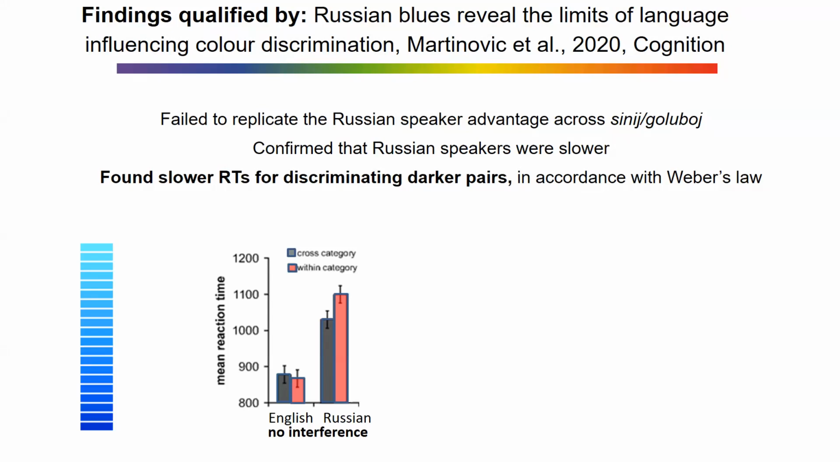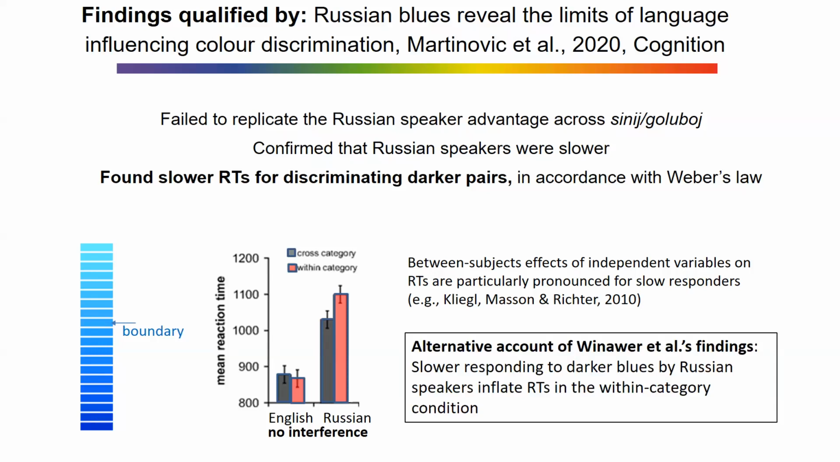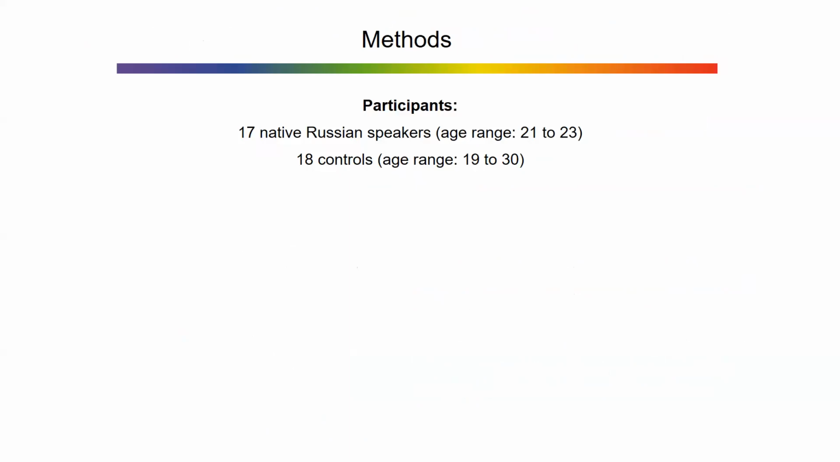Well, one observation that is noted and very well known from previous research is that mean subject effects of independent variables are more pronounced in slower responders. So this offers an alternative account of Winawer's finding. So slower responding to dark blues by Russian speakers inflates reaction times in the within category conditions. So this is not so much an advantage for cross category as an additional slowing, just simply due to them being slower. And this is obviously a testable hypothesis. So we proceeded to test it in our next study.